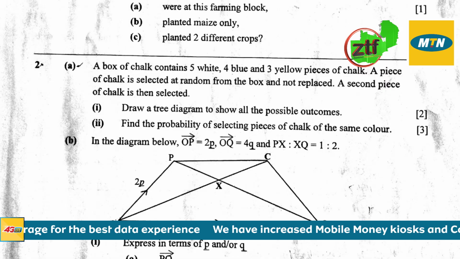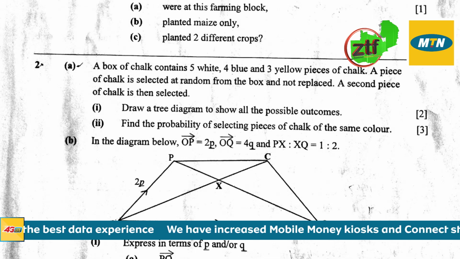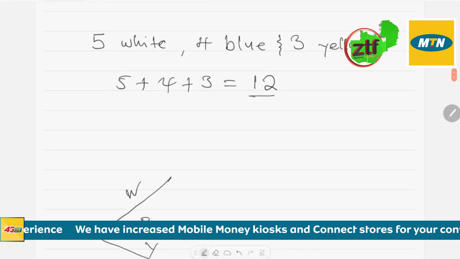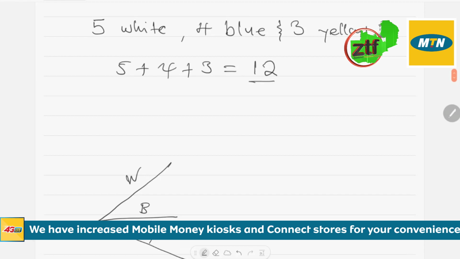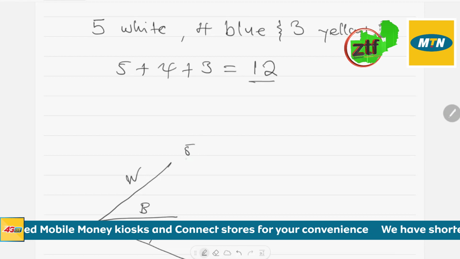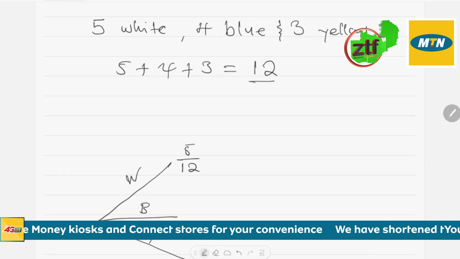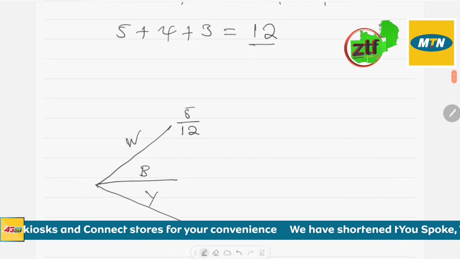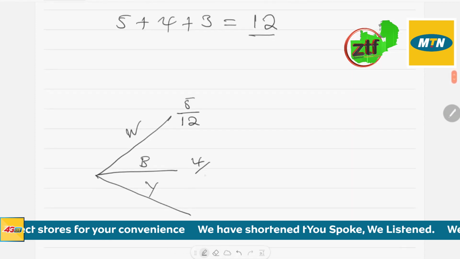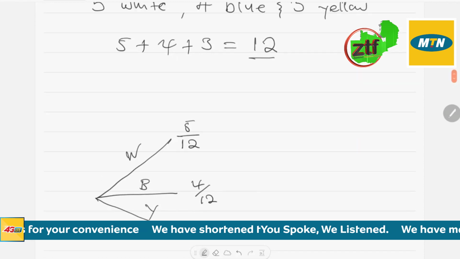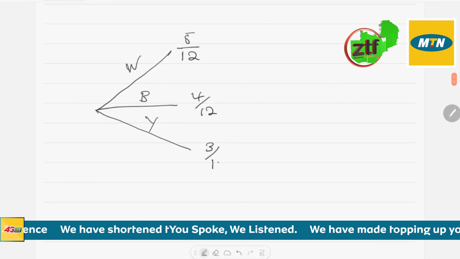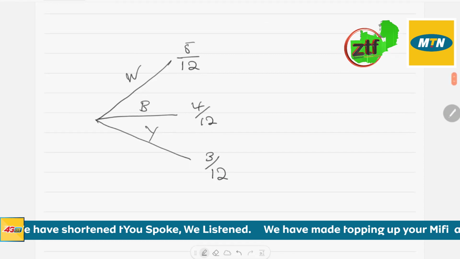For the first trial, the probability of white chalk being selected: as you can see from the sample space, we have 5 pieces of white chalk. So for the first trial, there are 5 chances of picking a white chalk out of 12. Then for blue, we have 4 chances out of 12. Then we have 3 chances of picking a yellow piece of chalk out of 12. That is for the first try.